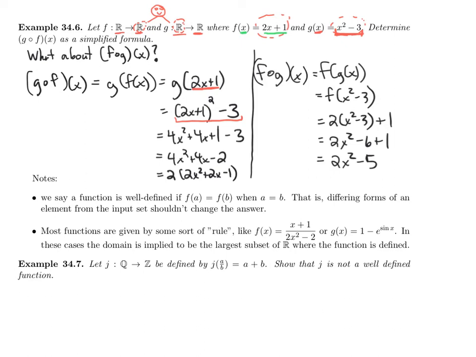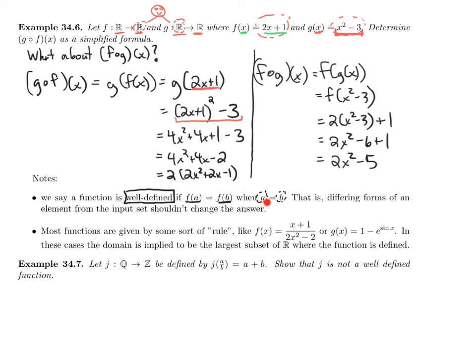Now, a couple of notes, and I want to do one example for each of these notes. First of all, we call a function well-defined if it's actually a function, so if every input gives you exactly one output. So, if a equals b, then of course, if you plug it into the function, you're going to get the same value. If two inputs are equal, then of course their outputs would be equal, because inputs need to have a unique output in a function.